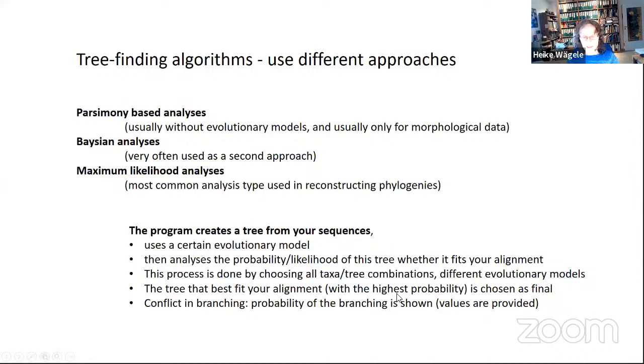So the numbers that you then see on the tree are probability values. And the conflict in the branching, the probability of the branching, is shown. So the values are usually provided. And this has nothing to do with the bootstrap. We are talking about bootstrap later on.